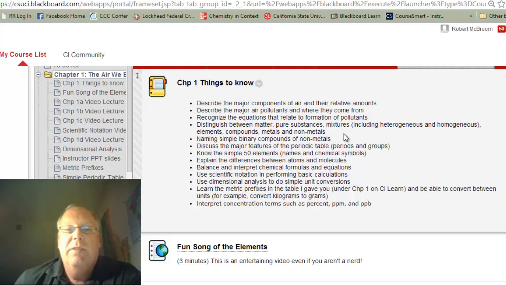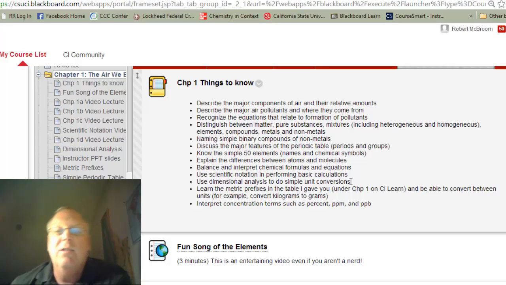We're also going to distinguish between different kinds of matter, pure substances, mixtures, including heterogeneous and homogeneous mixtures, elements, compounds, etc. Naming some simple compounds, looking at the major features of the periodic table, and we'll look at some simple elements, know the difference between atoms and molecules, and balancing simple equations, and how to use scientific notation and basic calculations. And this one is very important, using dimensional analysis to solve simple unit conversions.